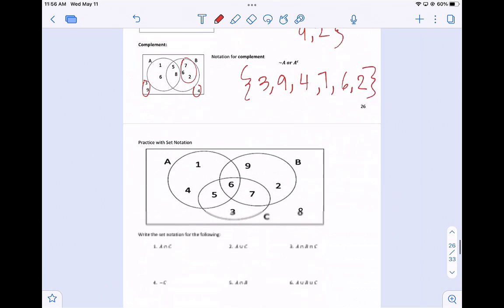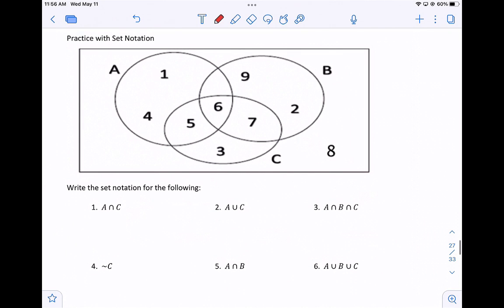Okay, so let's practice. So in class I'll have you fill this out. So the first one is how many or which numbers are in A and C? Okay, so A and C is where it overlaps. So A and C would be these two numbers right here. They're in both sets A and C, so 5 and 6.